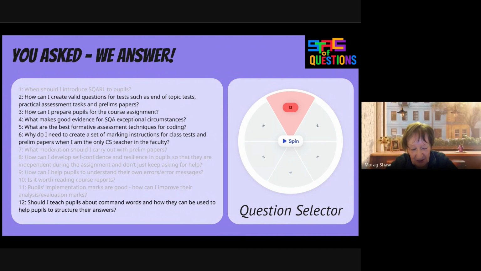I tended to use command words or focus on them more when it was appropriate, when we were doing things like preparation for exams, preparation for prelim, and then really focus on the ones that were, I would say, more focus would be describe versus explain, and really what was going on there and what was the difference between the two, because what I found was a lot of kids didn't understand there was a difference.